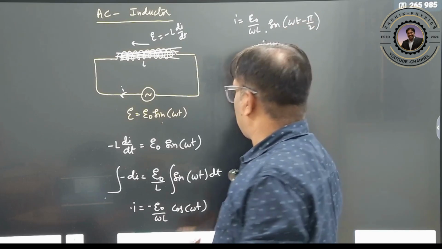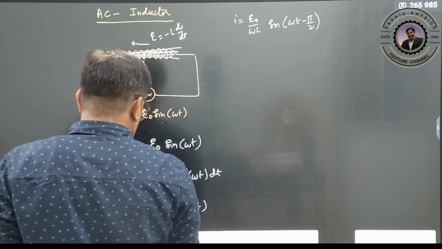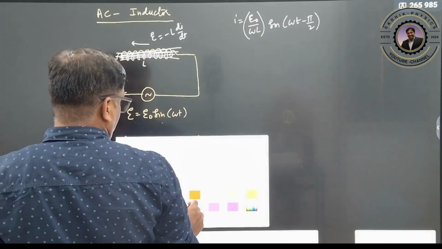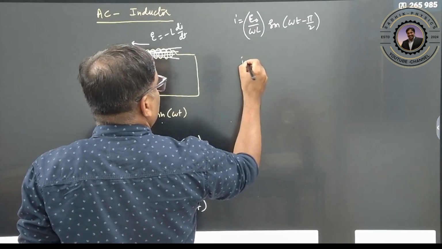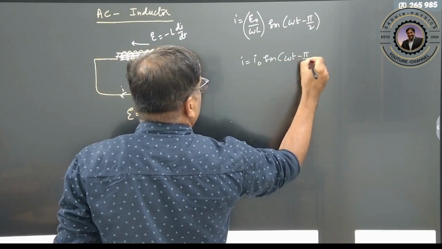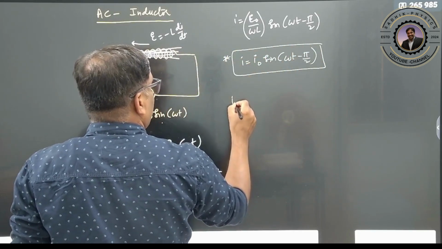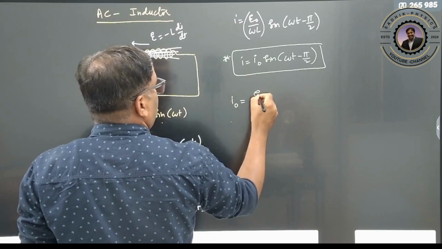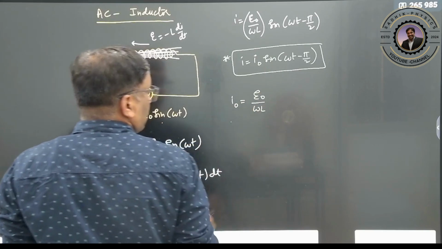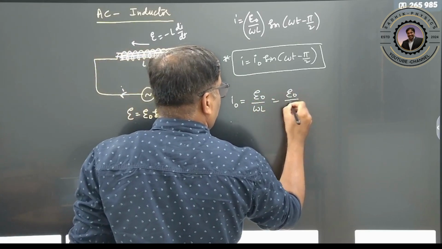Clear? So it lies in the first quadrant, so it becomes positive here, right? So this value we can call the peak value. Therefore here I is equal to I naught into sine of omega t minus pi by 2. Clear? You understand? What is I naught now? I naught is nothing but E naught by omega into L, like E naught by R, so therefore E naught by XL.